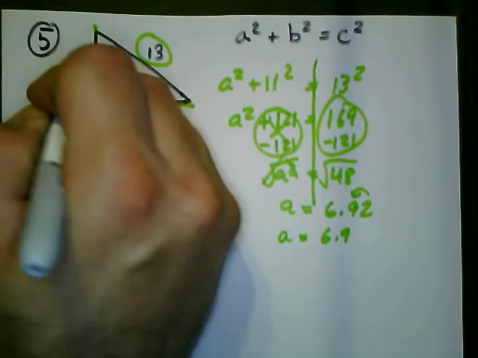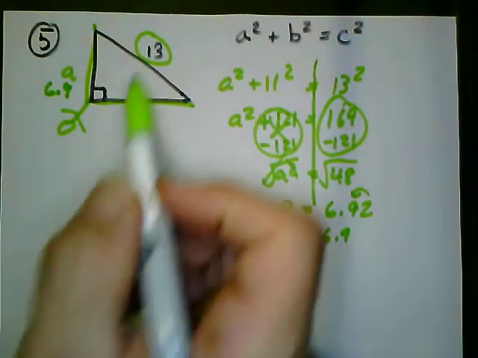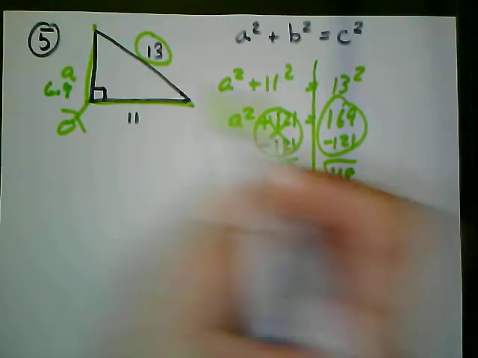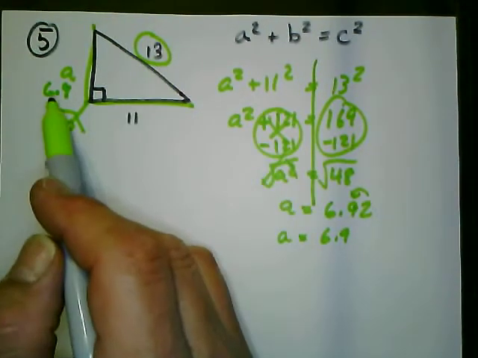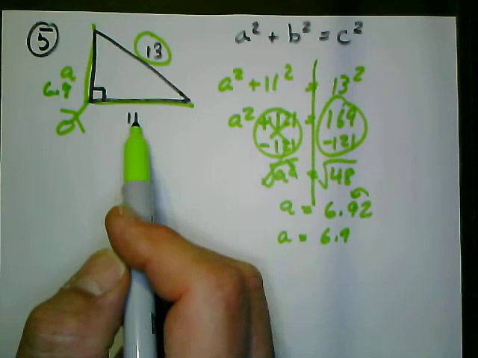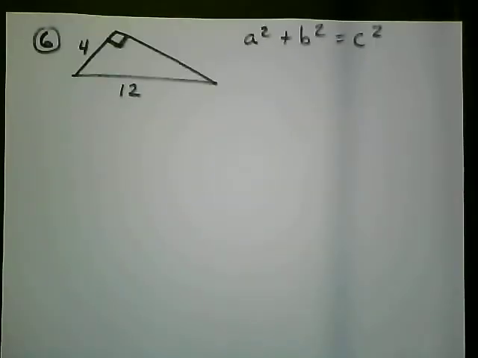And we look at that 6.9 or 6 9/10. Is it smaller than the 13? Because remember, this is the hypotenuse now. Is it smaller than 13? Yes. So we're good. That's just a way to check to know what you're doing here.